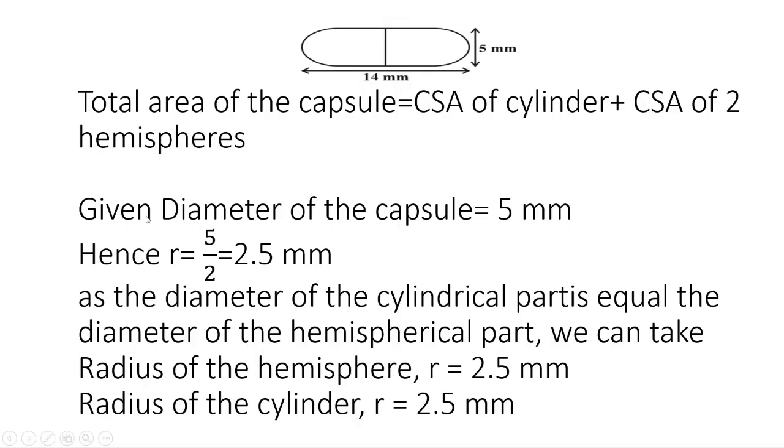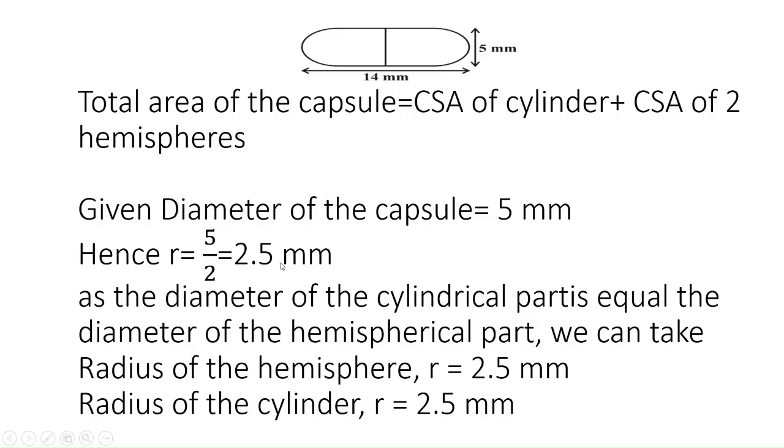So what is given here? The diameter of the capsule is 5 mm, 5 millimeters. It is given in the data. Okay, when diameter is given, we can write radius. So how can we get radius? Radius is nothing but d by 2. Okay, so radius is equal to 5 by 2, that is equal to 2.5 mm. 2.5 millimeters.